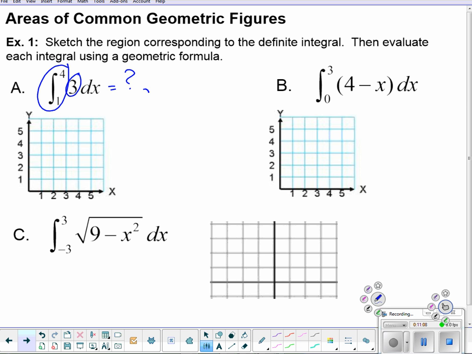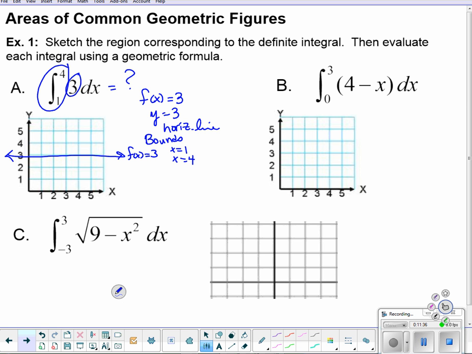Well, I know if my function f of x is equal to 3, that's like saying y equals 3, which is a horizontal line, correct? So we're going to plot a horizontal line at the height of 3. And I'm just going to say this is f of x equals 3. My bounds indicate that I have x equals 1 and x equals 4. So let's plot our bounds as well. Our bounds, x equals 1, x equals 4.